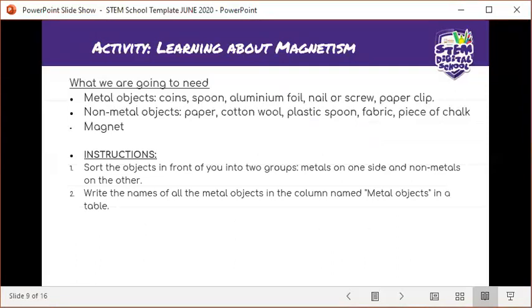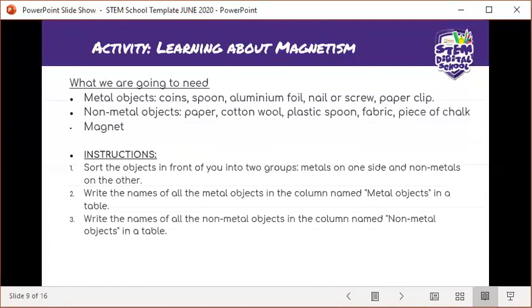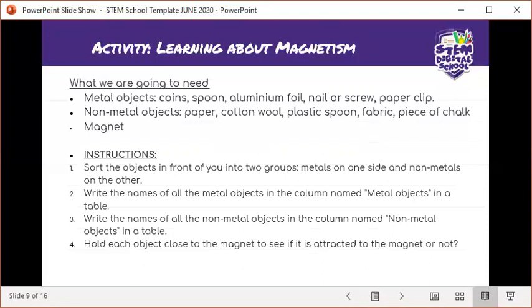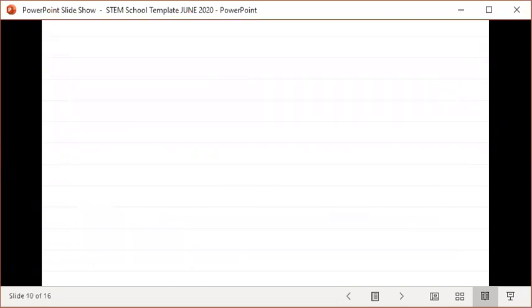So guys, I will just ask that you please grab your notebooks or your exercise books so that we can just do this activity together. Okay, so we will need to draw a table, and then the fourth instruction reads, we need to hold each object close to the magnet to see if it is attracted to the magnet or not. And then the fifth instruction reads, write your observations in a table.